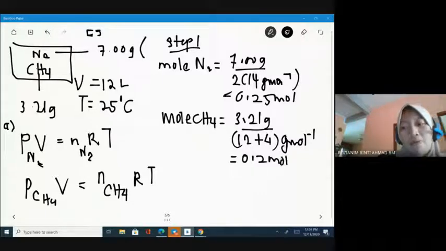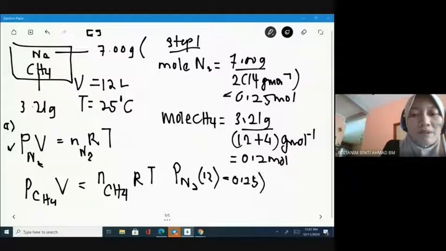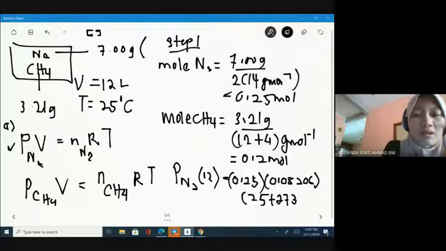Okay, so what should you do if we already have the mole? We already have the mole for each gas. So calculate one by one. Okay, I calculate first the partial pressure for the nitrogen. So the partial pressure for nitrogen times volume, already given 12 liter. Mole for nitrogen is 0.25. R constant 0.08206 liter atm per mole per Kelvin, and temperature converted to Kelvin, 25 plus 273.15. Okay, press your calculator now.